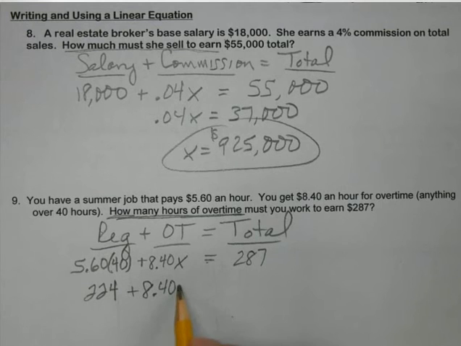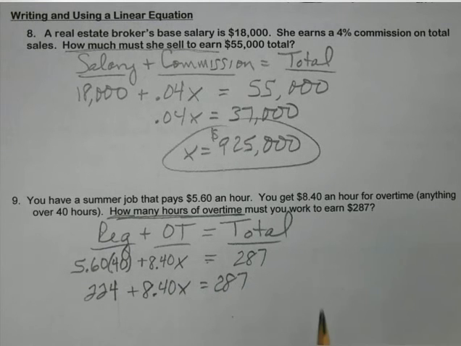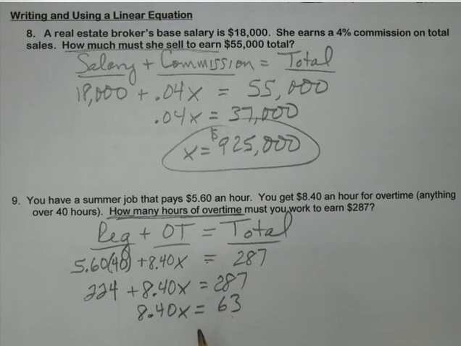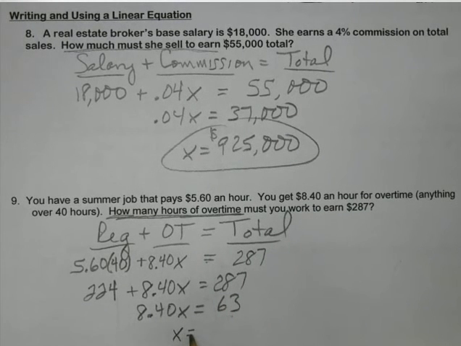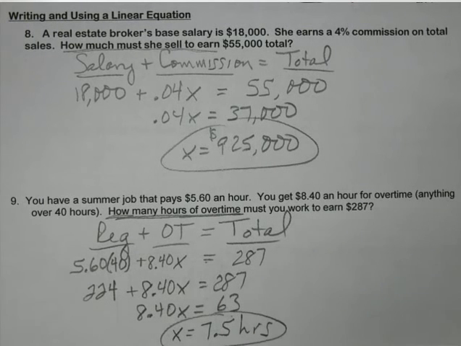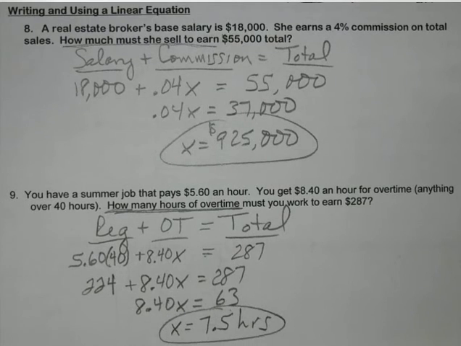Plus, and now again, it looks like a regular equation. I subtract the 224 from both sides and divide by 8.40 and find out about 7.5 hours of overtime would do me good here, even though I still think you need to find a better job if you're only earning $8.40 an hour for overtime.